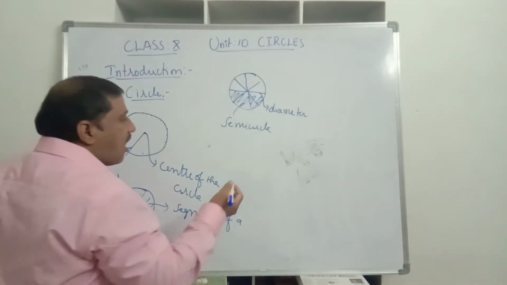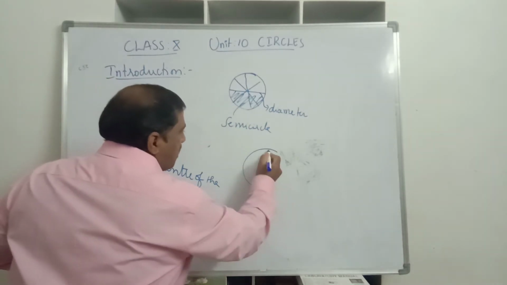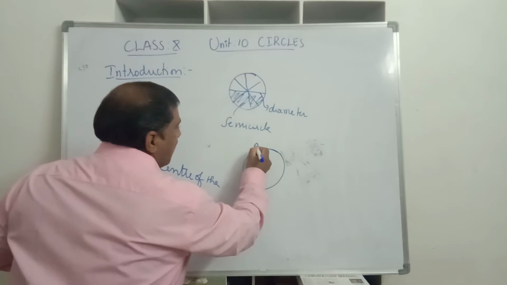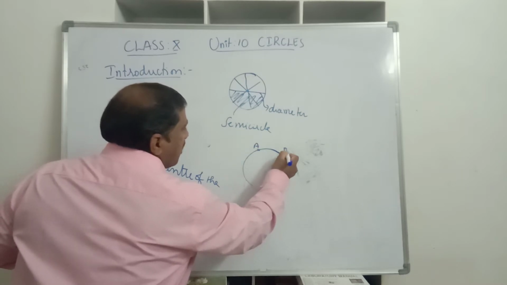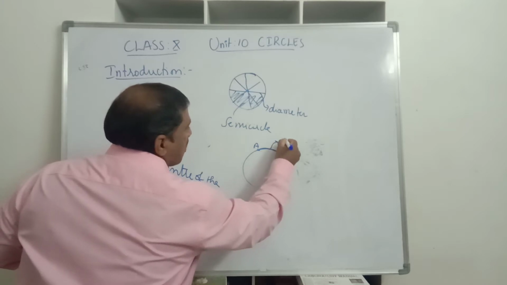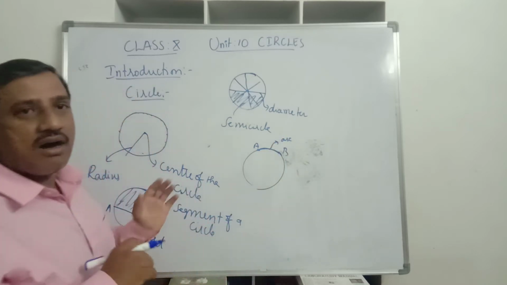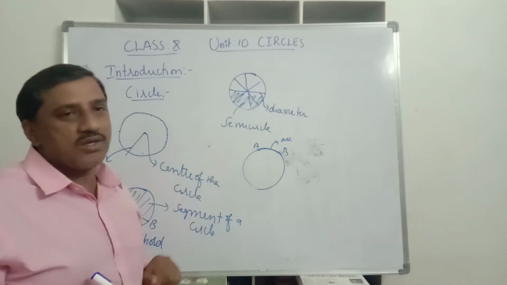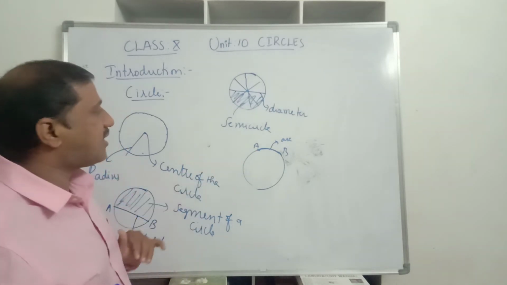Now what is the arc of a circle? A part of the circle, that is, we take point A and this is point B. So this part is known as an arc of the circle. So what is an arc of a circle? A part of the circle from one point to another point on the circle is known as an arc.